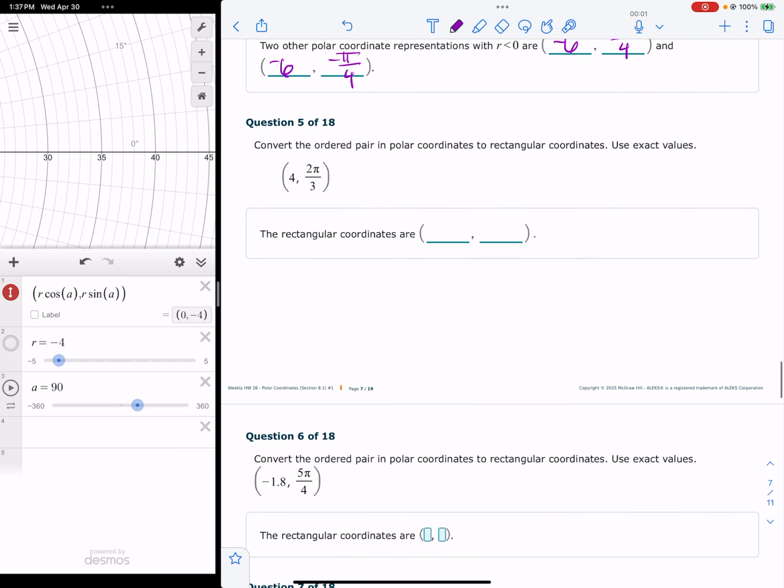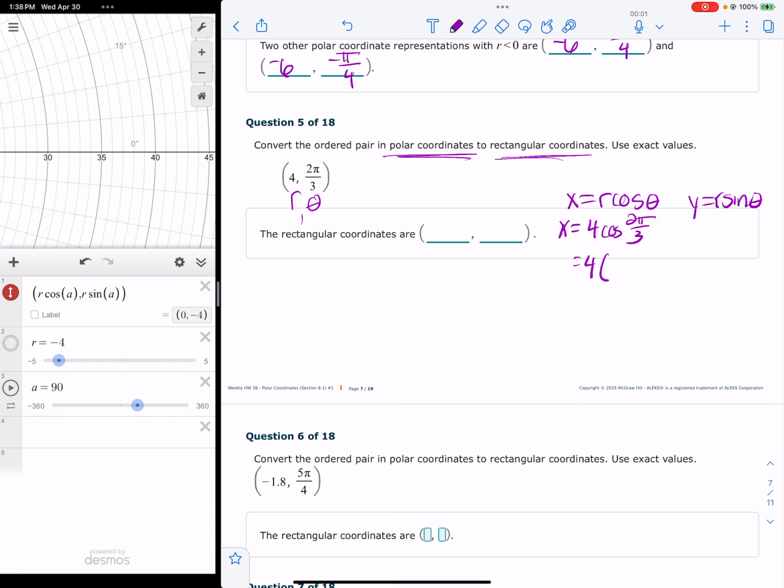Okay, number 5 is asking us to start our conversion. So we're taking something that's polar and putting it in rectangular. And to do that, you need two formulas. X equals R cosine theta, and Y equals R sine theta. If you memorize those two things, you can change anything from polar to rectangular. So for our X coordinate, the R is the first thing, and the theta is the second number. So it'd be 4 cosine 2 pi/3.